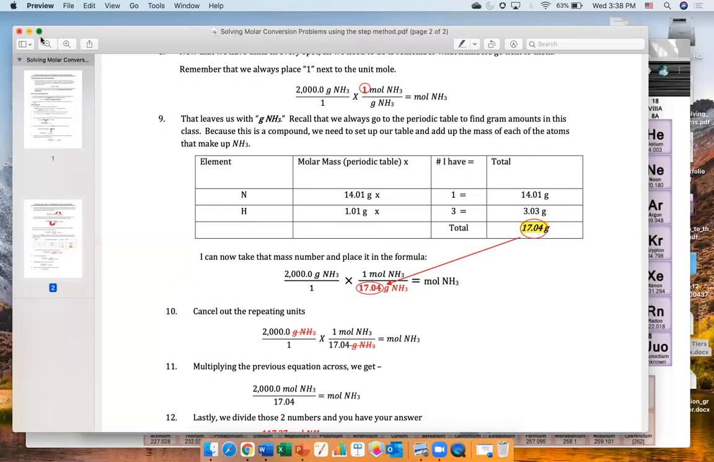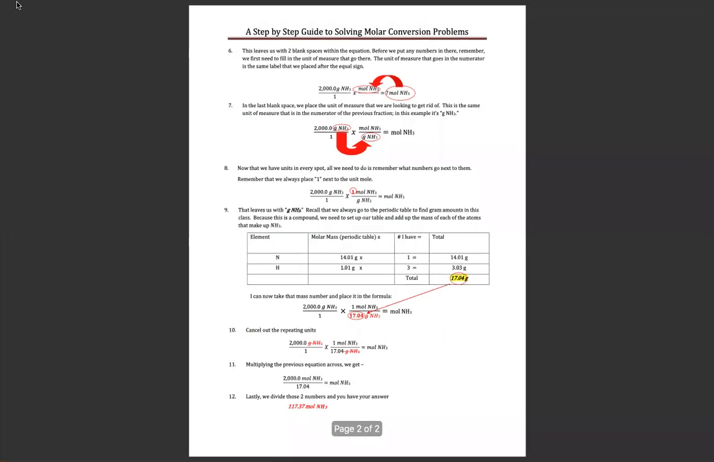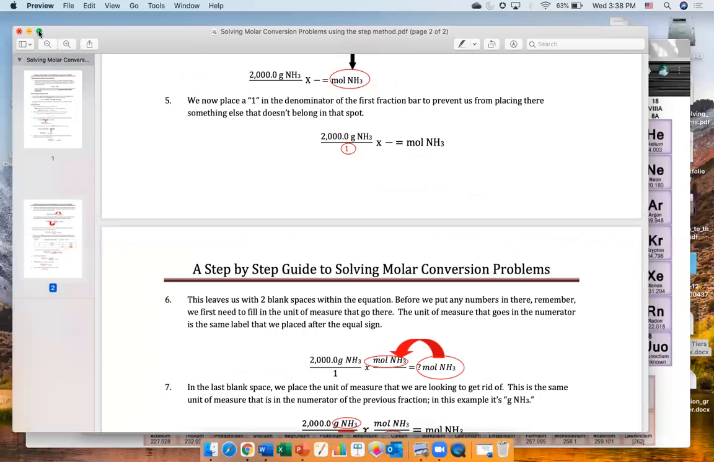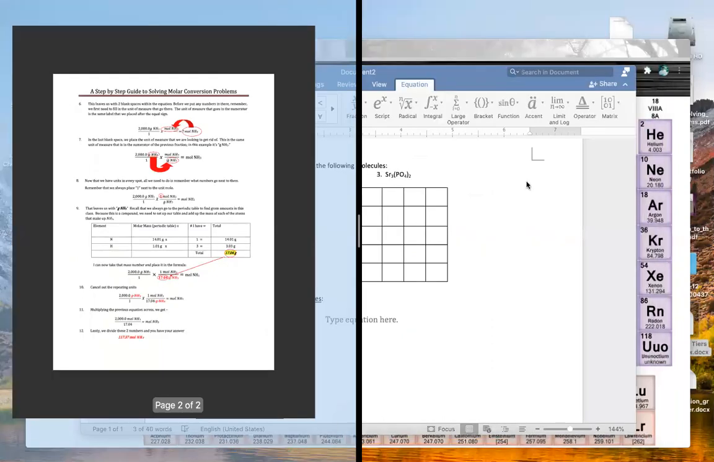So let me put this next to the periodic table here. So I'm going to come here. So here's our periodic table.